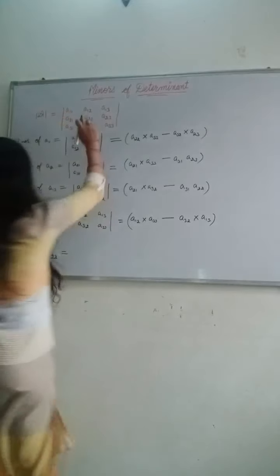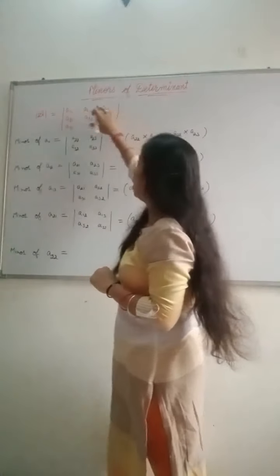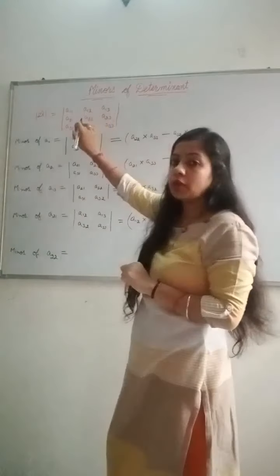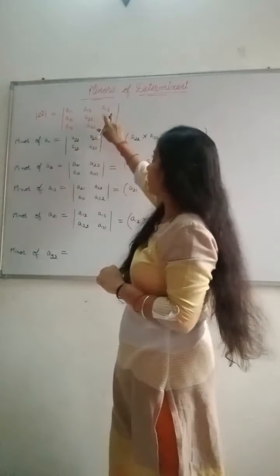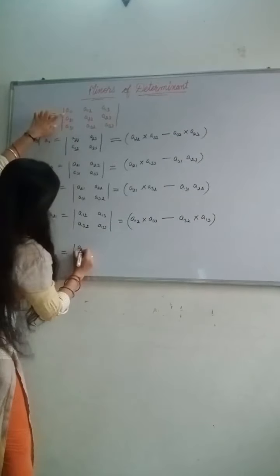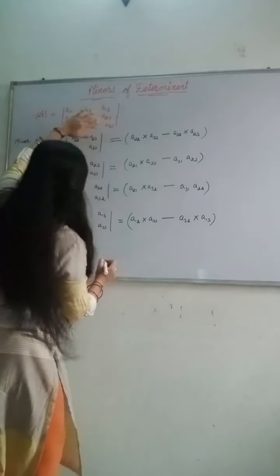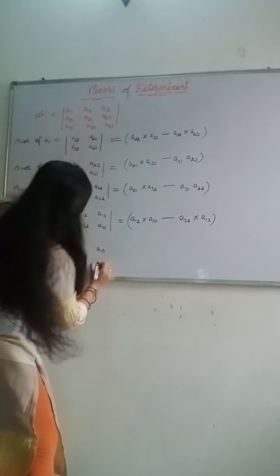Now let us find the minor for this element. Here A22 element comes in second row and second column. So we are going to skip this second row and second column. See what elements are left? A11, A31, A13, A33.